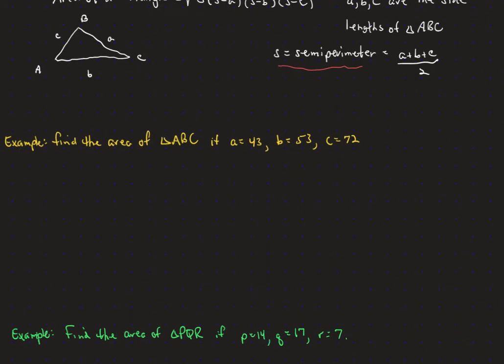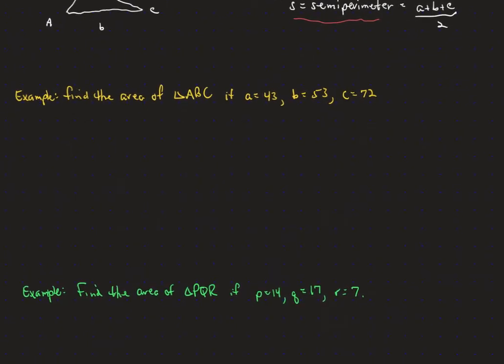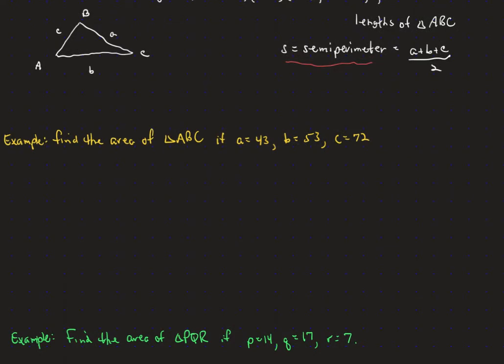So the way that works is if we take a triangle that has side lengths a is 43, b is 53, and c is 72, then from our calculator we can get that the semi-perimeter s is going to be 84. Then plugging it into our formula, we should get that the area is going to be 1,131.887 to 3 decimal places. So it's just a matter of plugging it in.